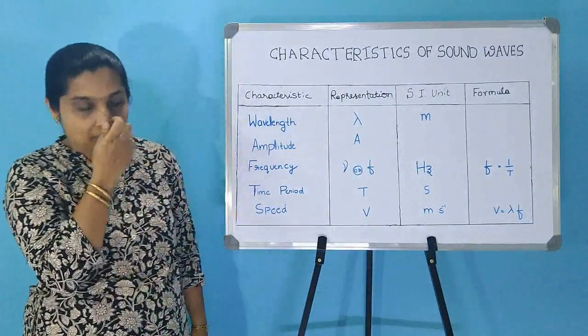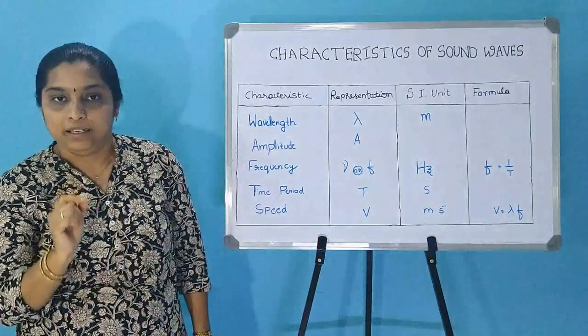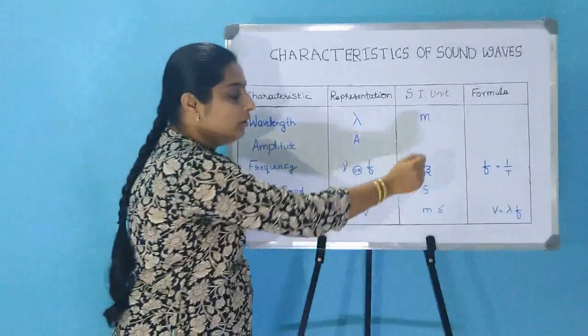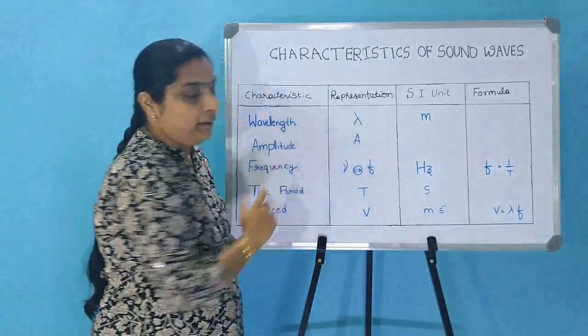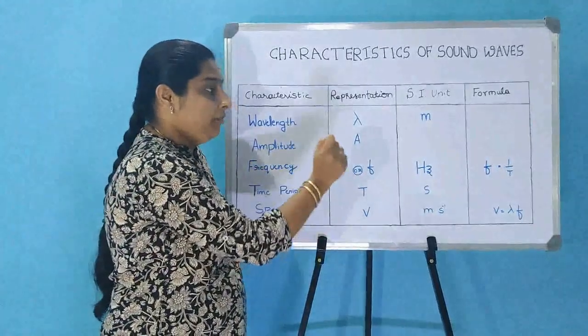And then we learned speed of a wave. Speed of a wave is represented by small v, and SI unit is meter per second. Formula to find the speed of a wave is v is equal to lambda into f, where lambda represents the wavelength and f represents the frequency of the wave.